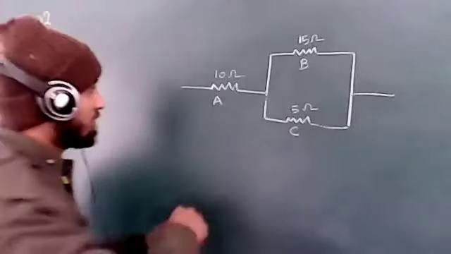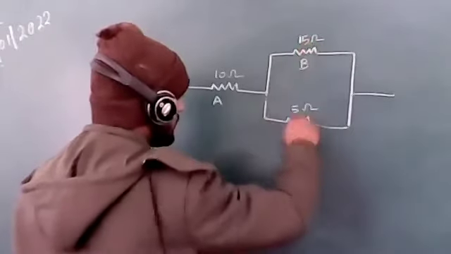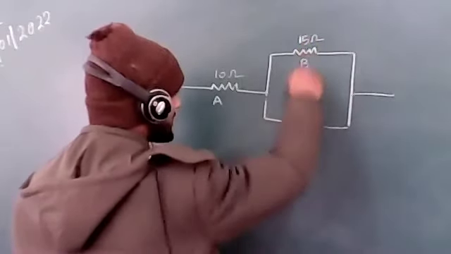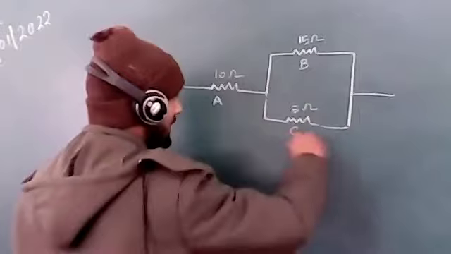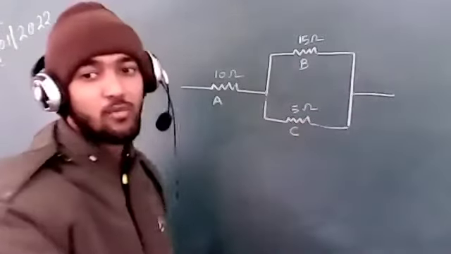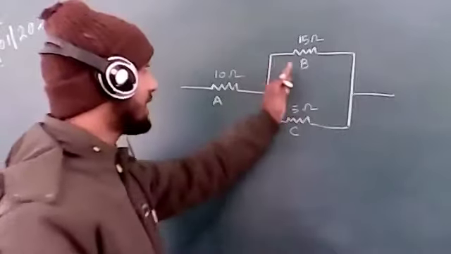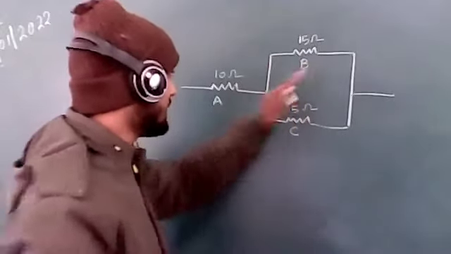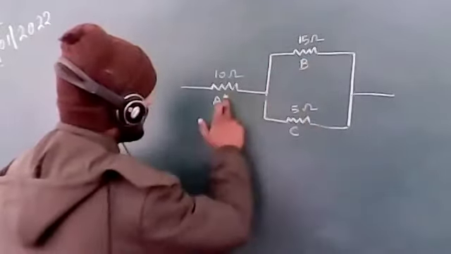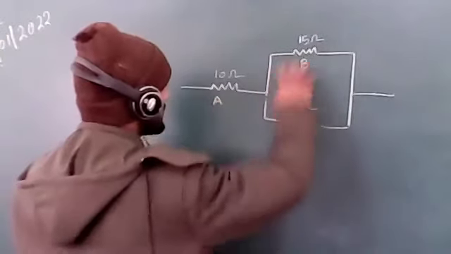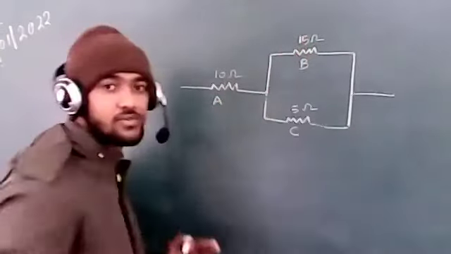What do we have to do? First, we have to solve these two resistors, B and C, which are connected in parallel. So we will solve this 15 and 5 by the formula of parallel combination of resistors. Then we will get the equivalent for these two. Then we will add this to A, because A and this whole are connected in series.